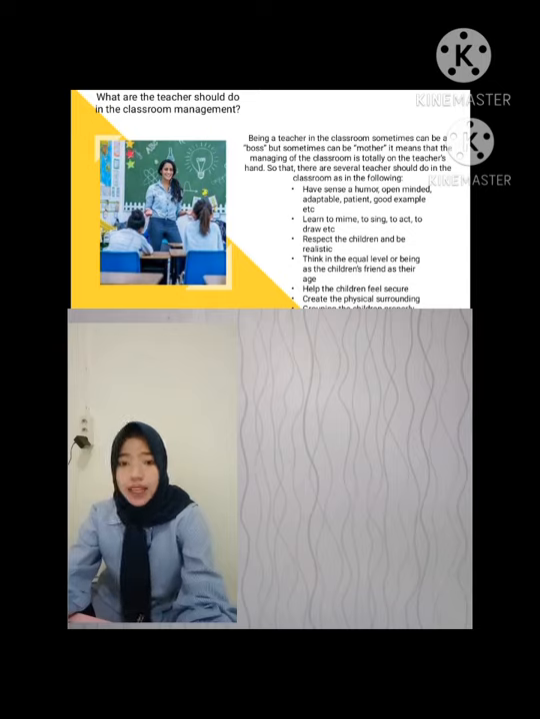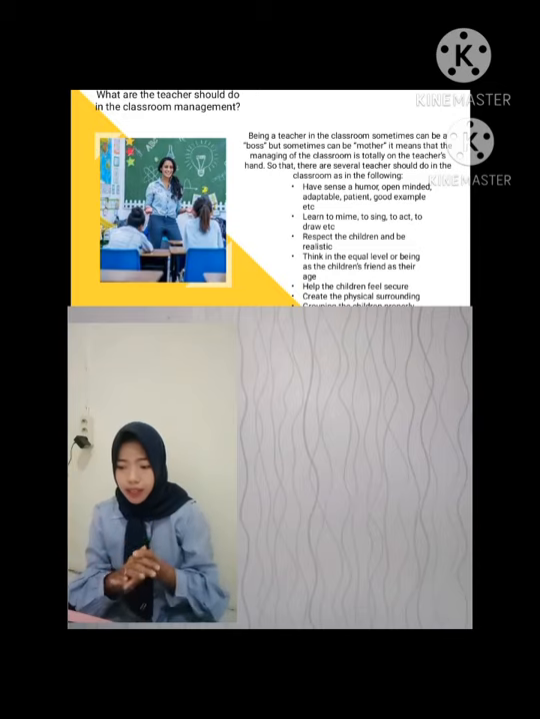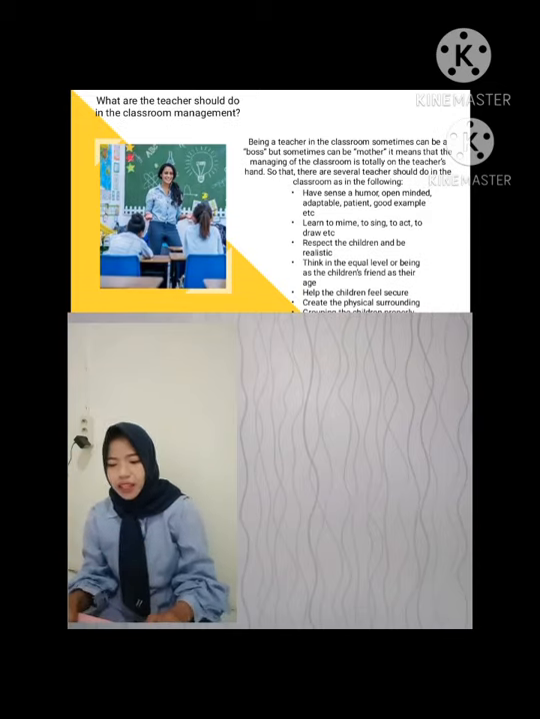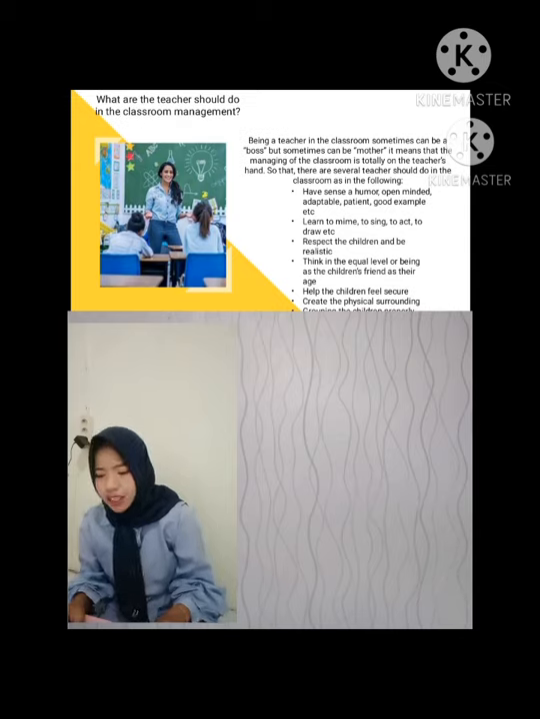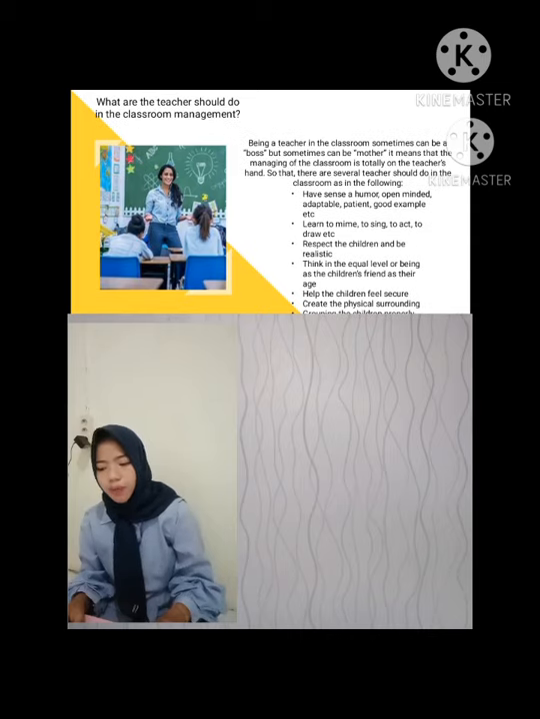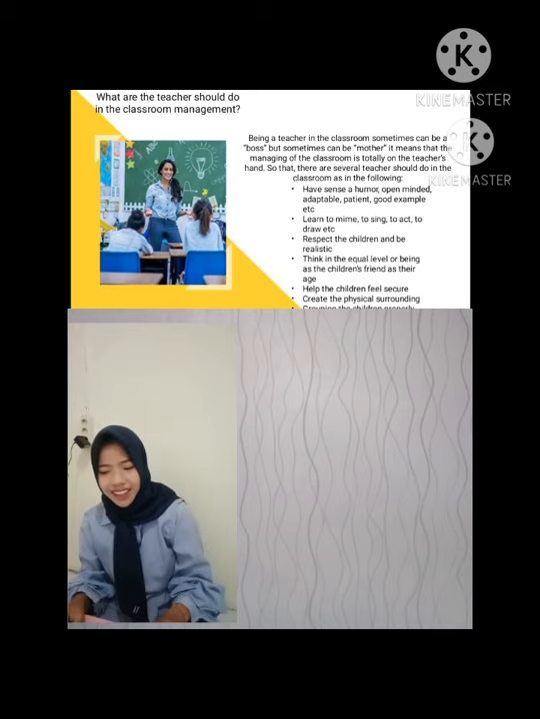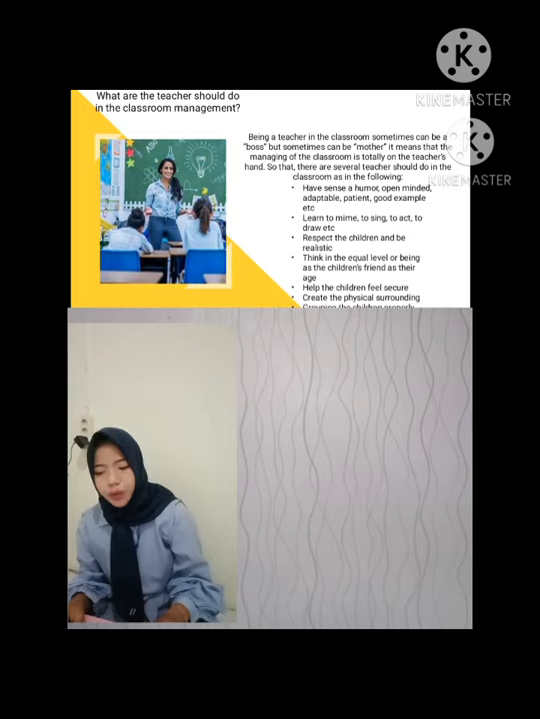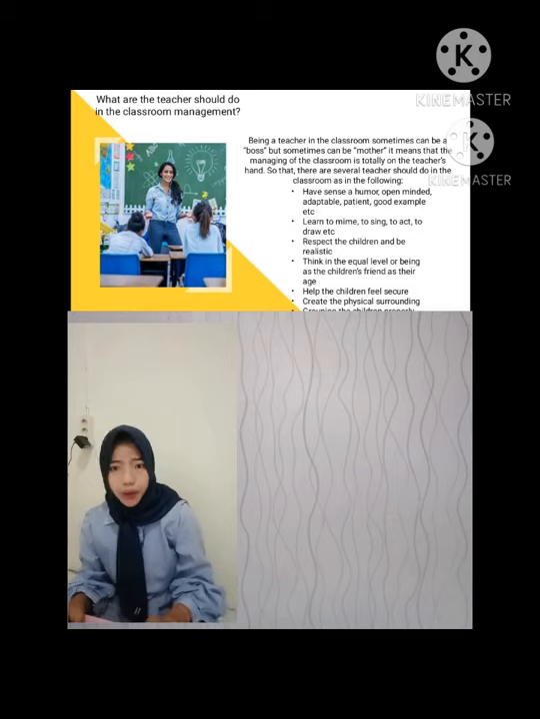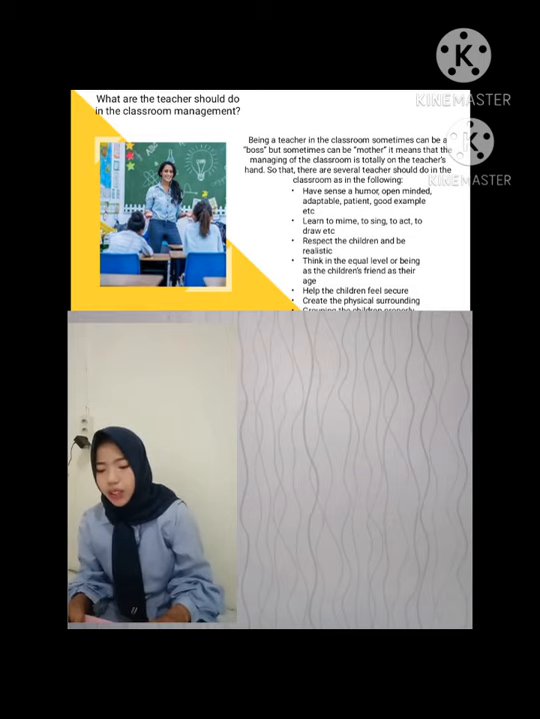For the first one, have a sense of humor, be open-minded, adaptable, patient, and a good example. The second one, learn to mime, to sing, to act, and to draw, etc. The third one, respect the children and be realistic. And next, think at an equal level, being as the children, a friend of their age. Next, help the children feel secure. And the next, create the physical surrounding, grouping the children properly. It means like pair work or teamwork. And the last one, use English language in the classroom as much as possible.